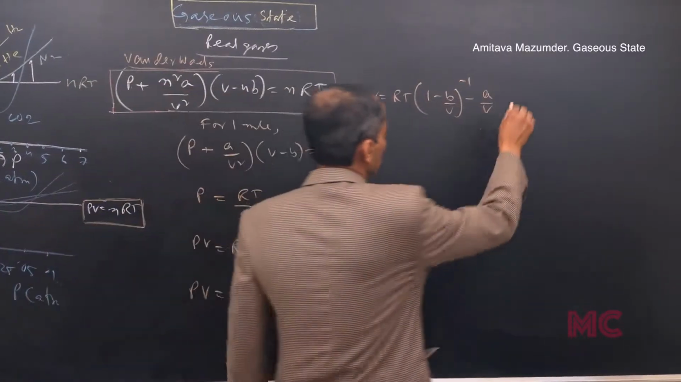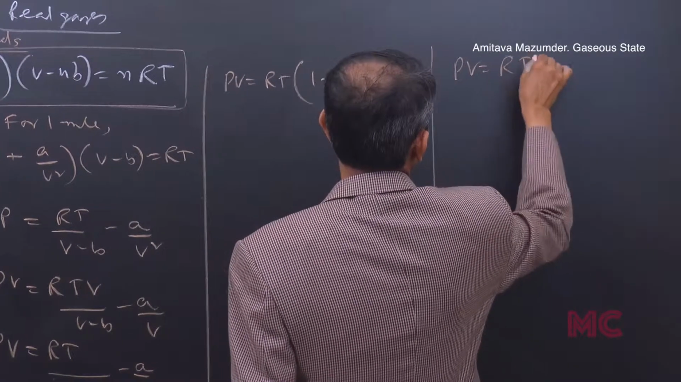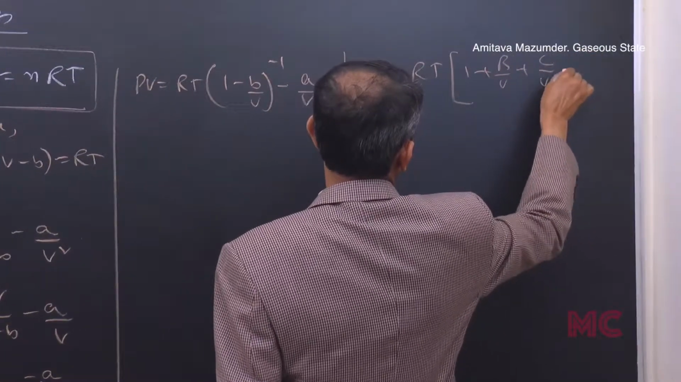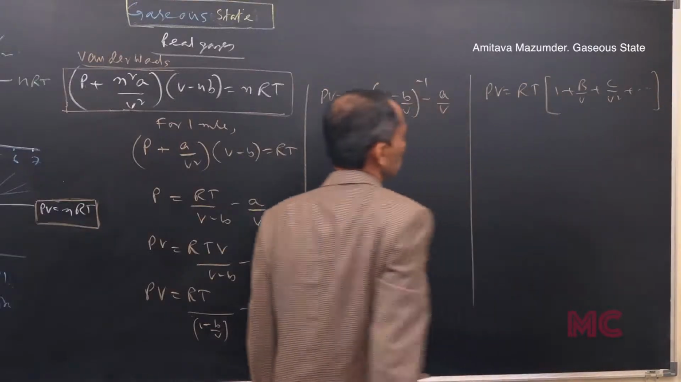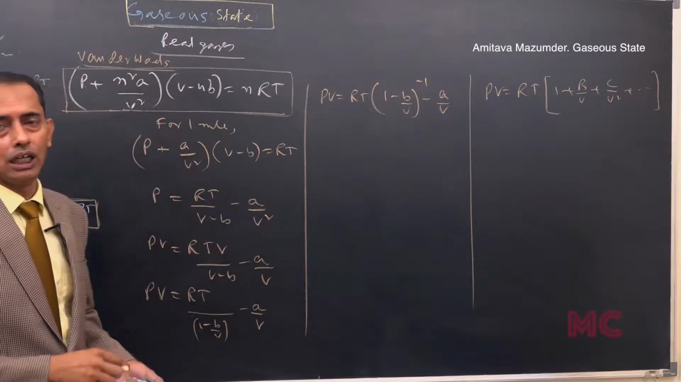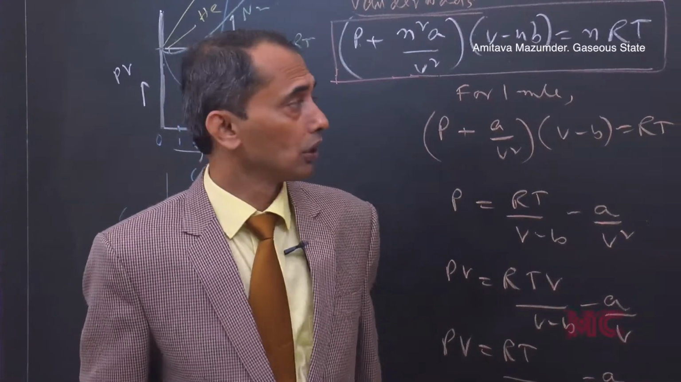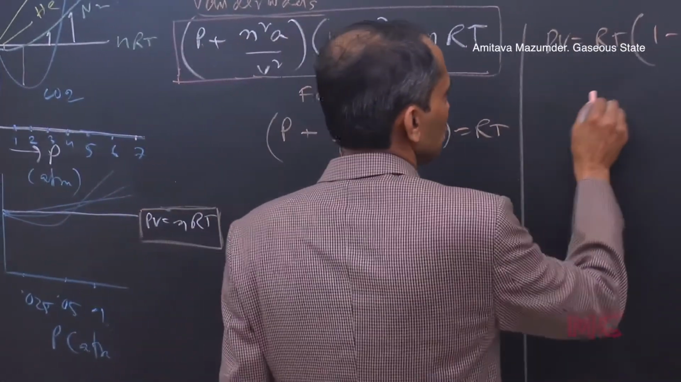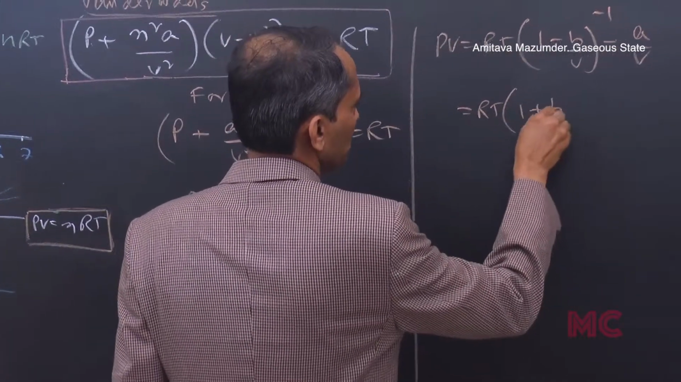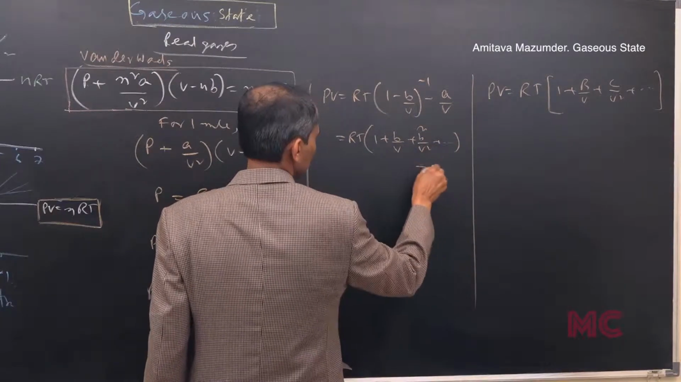And parallelly you can see the Kamerlingh Onnes equation, basically PV = RT(1 + B/V + C/V²), like this. So this is the Kamerlingh Onnes equation. Now we can derive what the virial coefficient B is and what the constant is for the van der Waals equation. By expansion you can write PV = RT(1 + b/V + b²/V² + ...) − a/V. This is the expansion.